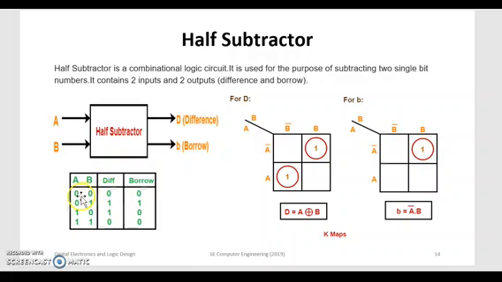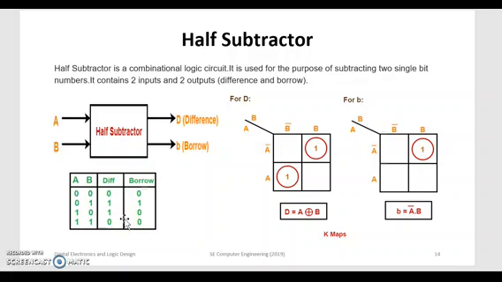In difference, 0 minus 0, difference will be 0. If you have 0 minus 1, then difference is 1. For 1 0, difference is 1, and for 1 1, difference is again 0. Out of all these four conditions, borrow will be generated only in the second case 0 1, because we cannot subtract 1 from 0, so there I have to borrow 1. So borrow will be generated in that case only. In the other three cases there is no need of borrow.